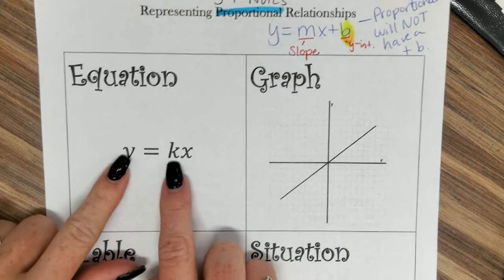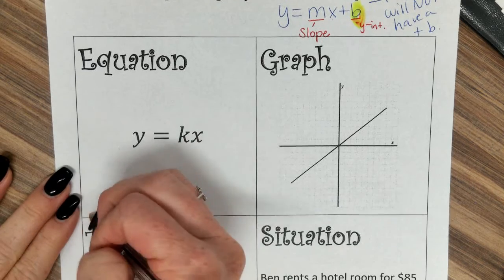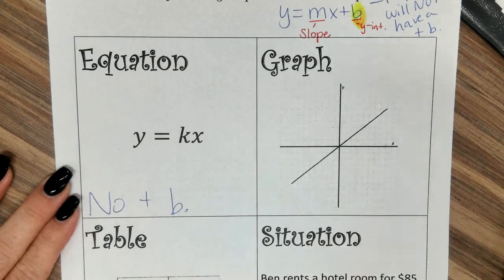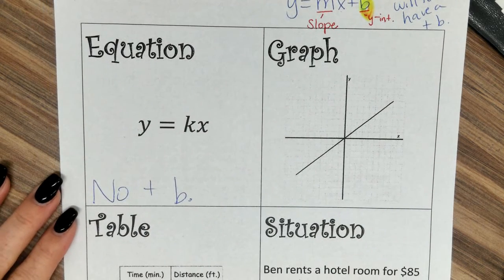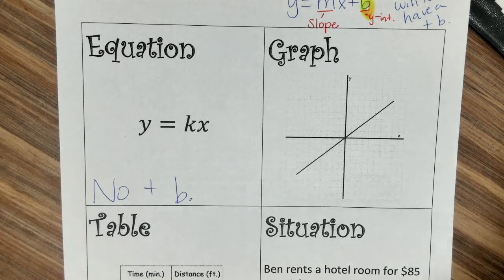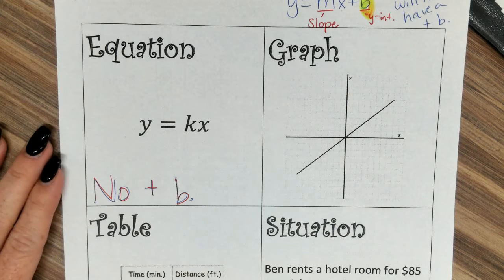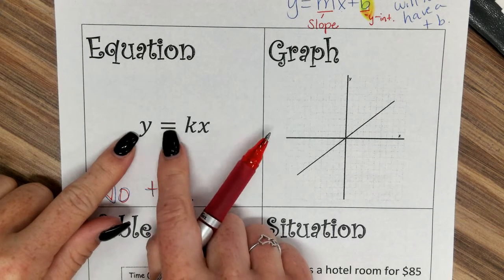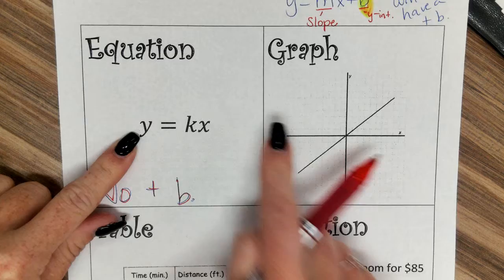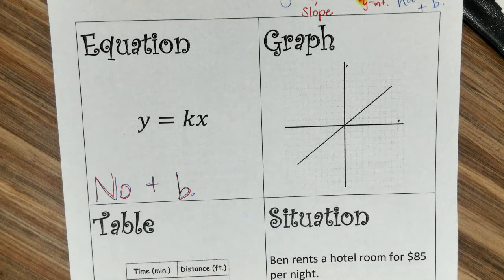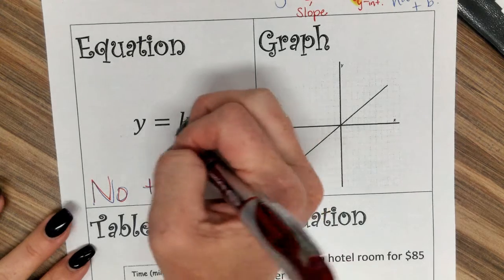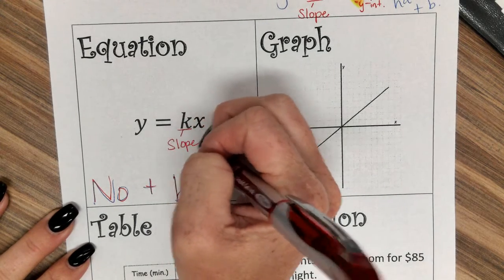So in an equation, there will be no plus b. That's it. No plus b. So look at this equation. Y equals a number times x. Is there a plus b? No, so it's proportional. It's that easy. Any equation, as long as it's y equals a number times x. Are y'all good? This number right here is still the what? Still the slope.